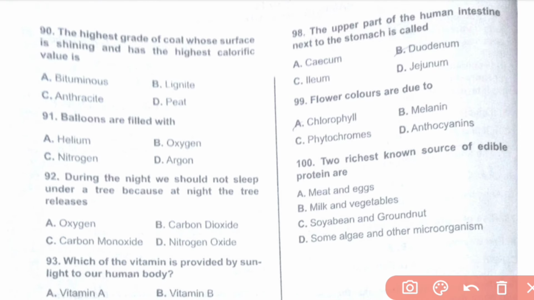Then 90. The highest grade of coal, whose surface is shining and has the highest calorific value, is anthracite. Balloon is filled with helium, mostly with helium. During the night we should not sleep under a tree because at night the tree releases carbon dioxide. Simple.